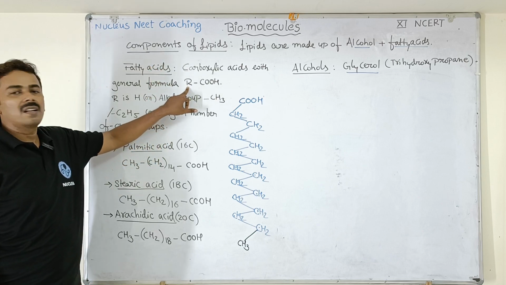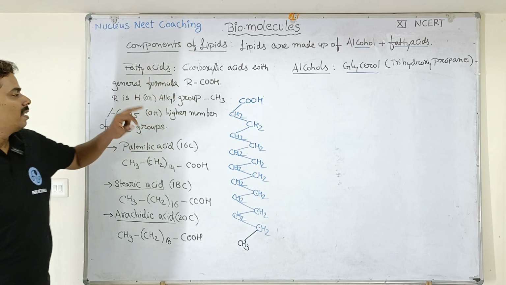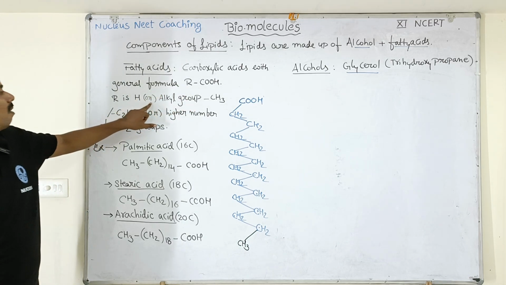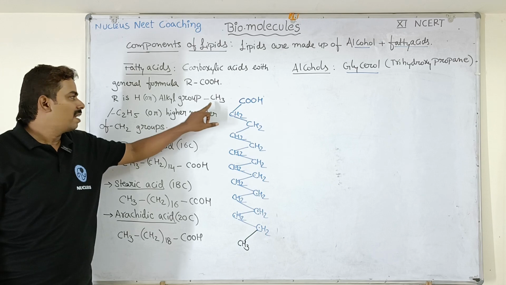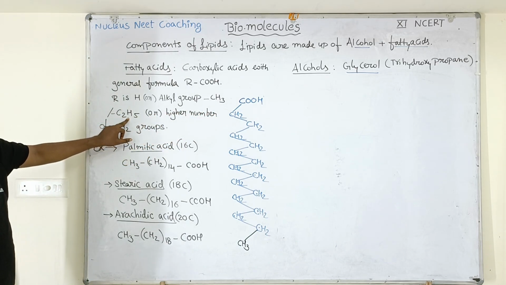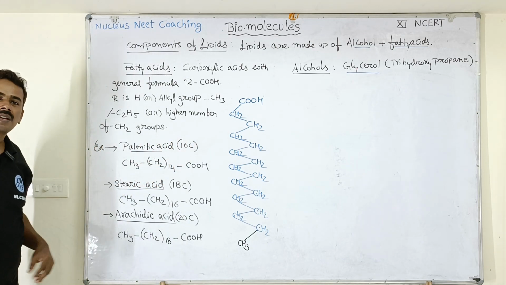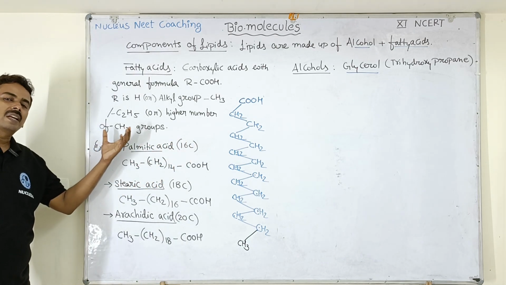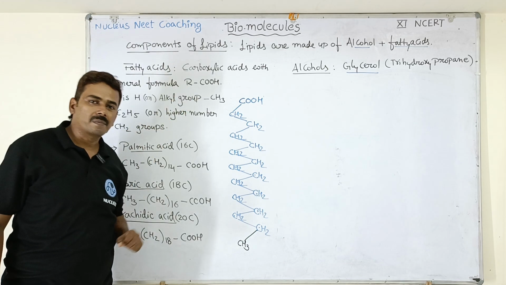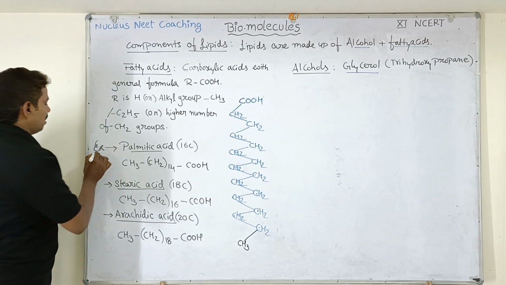And what will be the substituent in the place of variable group capital R? In the place of capital R, there can be a hydrogen, or there can be an alkyl group like CH3, or C2H5, or a higher number of CH2 groups. Many CH2 groups can also be present in the place of this variable group R. Now let us see some examples of fatty acids.